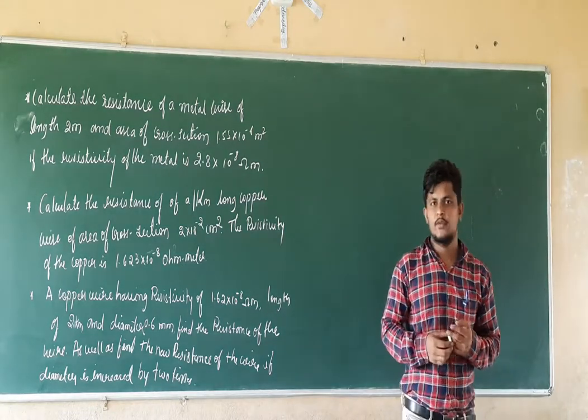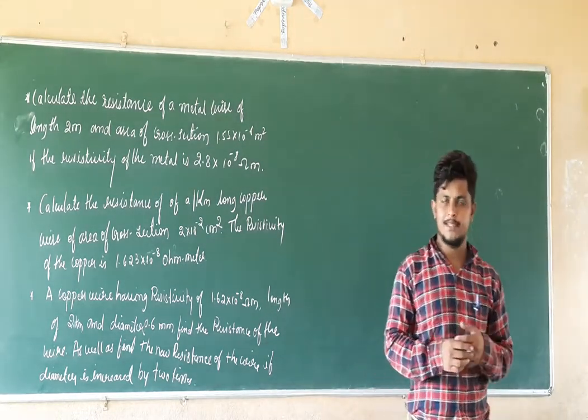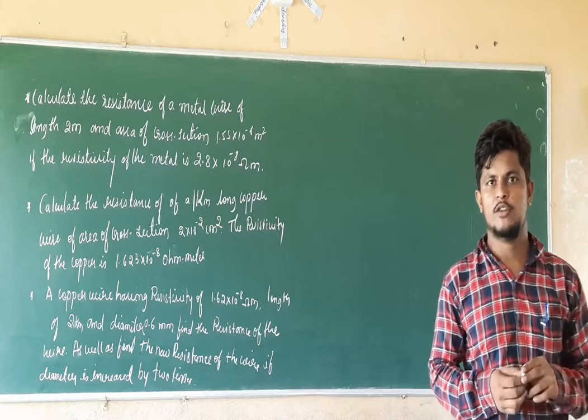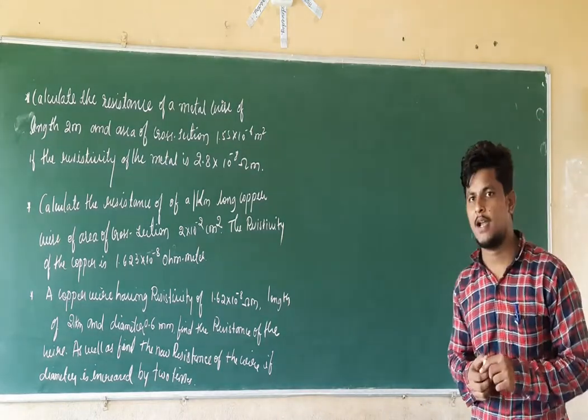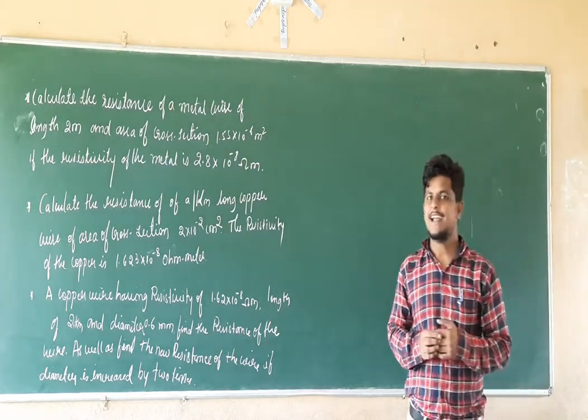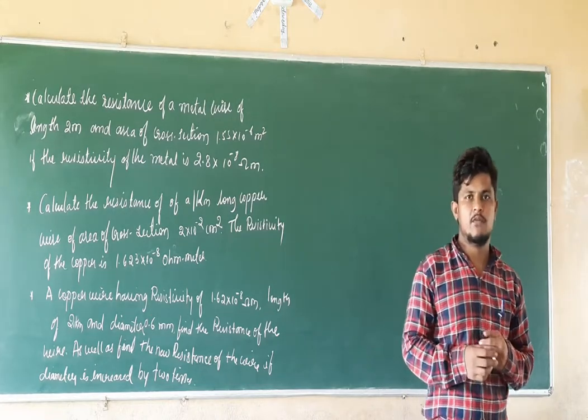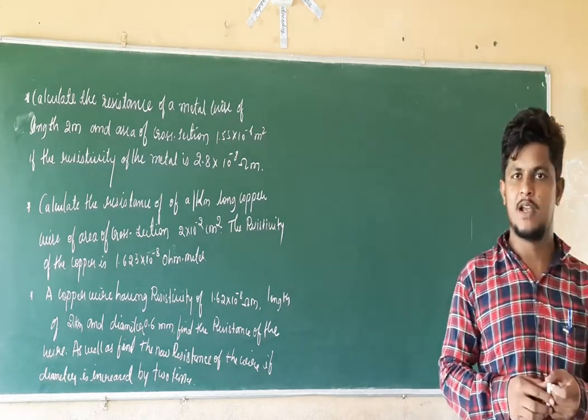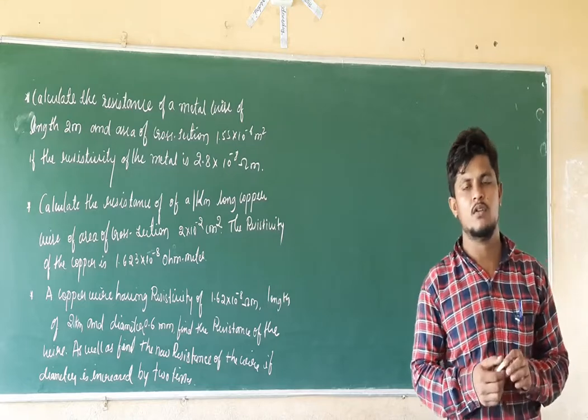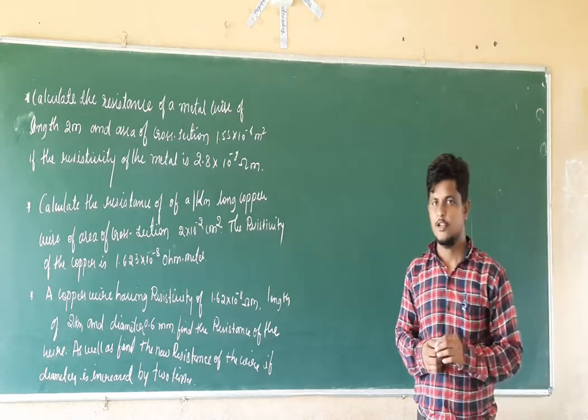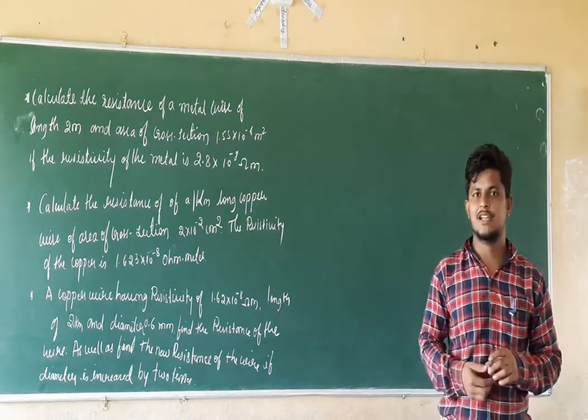In the last class, we were discussing the electricity topic. In that topic, we covered the factors affecting the resistance of a conductor. Using that, we have an equation for calculating the resistance of a conductor, that is nothing but R equal to L divided by A. By using that equation, we solved some numericals in the last class.